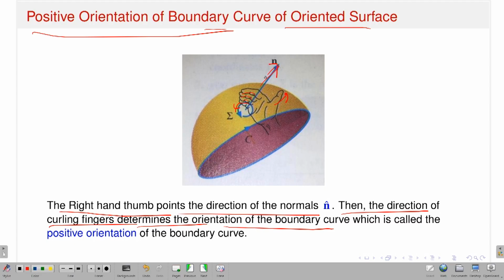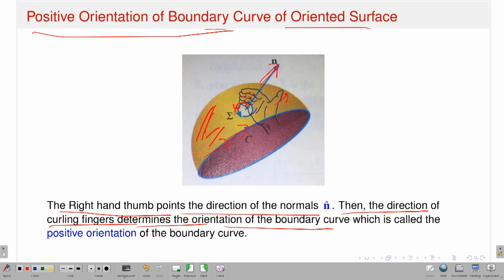So if I have a smooth surface which is positively oriented, that means the unit normal is pointing upward, and in that direction I put my thumb, then the curling fingers determine the direction. This is the direction, and this is the corresponding positive orientation of my boundary. In other words, if I move in this direction, then on the left hand side I have my surface, and that is positively oriented.